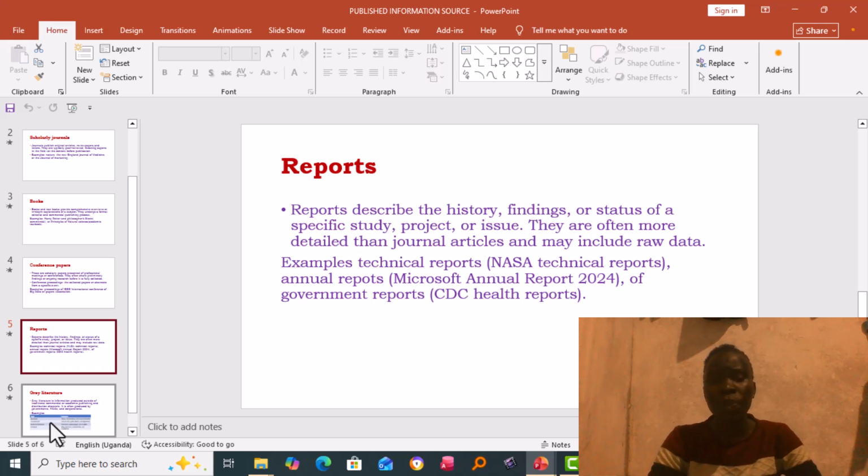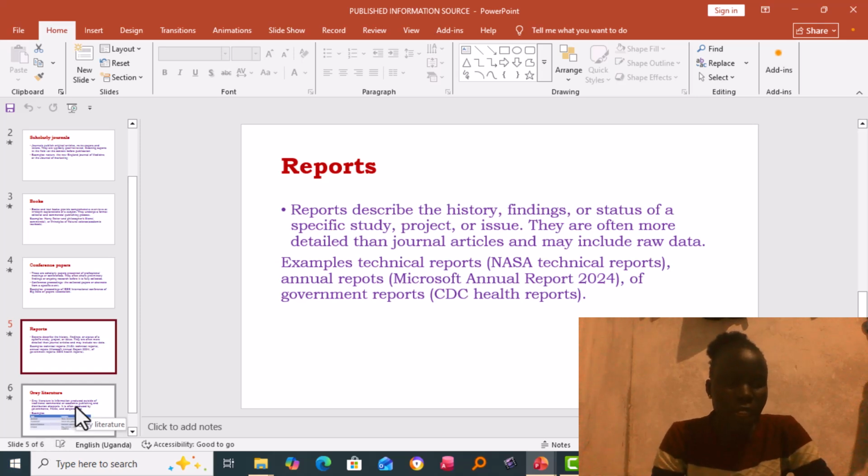For example, we have technical reports, like the NASA technical reports. We have annual reports, like the Microsoft annual report 2014, or even government reports. We have CDC health reports. These are the examples I am giving you. So it is the report that describes the history, the findings or status of a specific study.